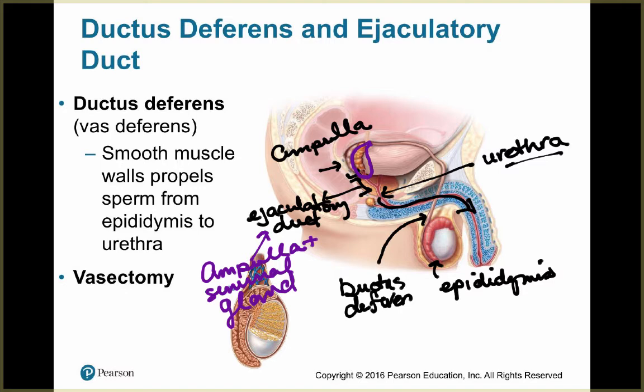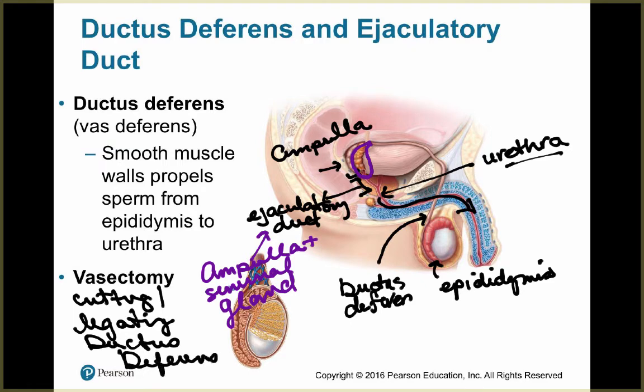Now, there are some ways to help with effective birth control, by changing this duct system or cutting the duct system off. So there's what's known as a vasectomy, and this is when you're cutting or ligating the ductus deferens. If you cut this, it is nearly 100% effective as long as it remains cut.